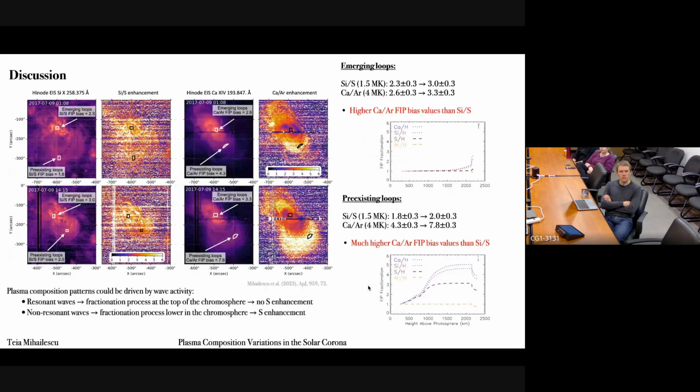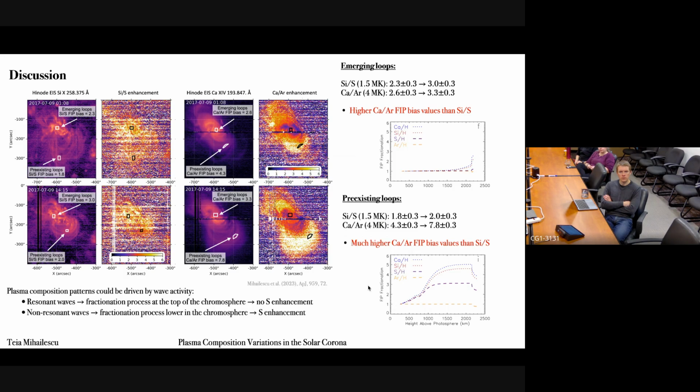So bringing that back together with observations, in the emerging loops, we see this enhancement in both silicon and calcium, but no enhancement in sulfur and argon. This is what we see in the observations and the simulations as well. But both the simulations and the observations are showing slightly higher values for the calcium to argon compared to silicon to sulfur. This is just because calcium has a slightly higher ionization fraction than silicon, so it will be affected by the fractionation process a little bit more.